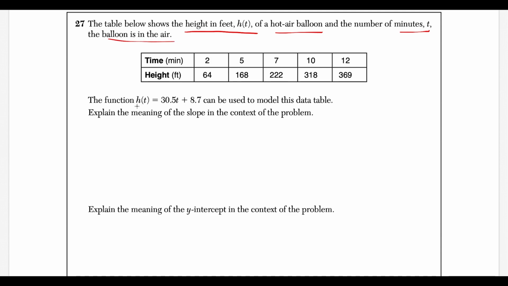And now the function h of t can be used to model this data in the table. And this is the actual question: we have to explain the meaning of the slope in the context of the problem. Well, just know when you have a linear function, the slope as a concept is the rate of change. So the slope tells you the rate of change of your function, which tells you how fast it's going up or going down. In this case, our slope is positive, which makes sense because the hot air balloon is rising. So the meaning of the slope is it tells us the rate of change of the height of the balloon in feet per minute.